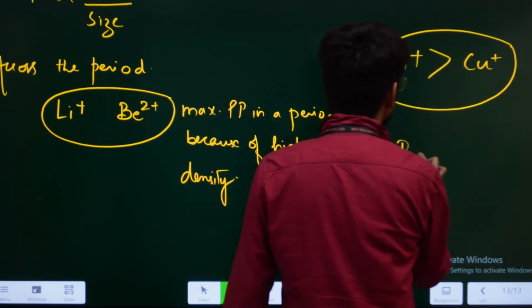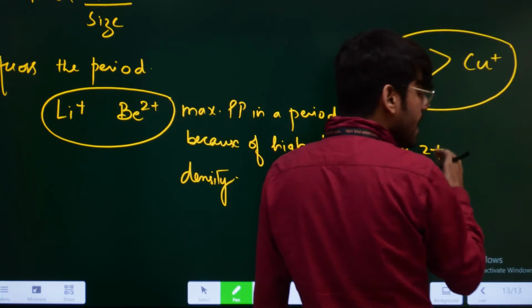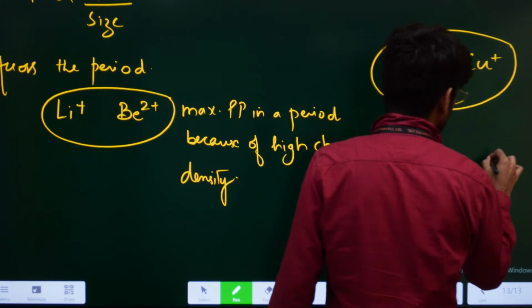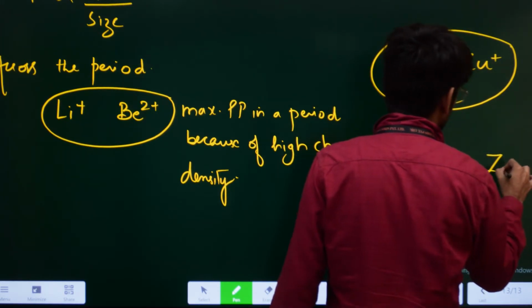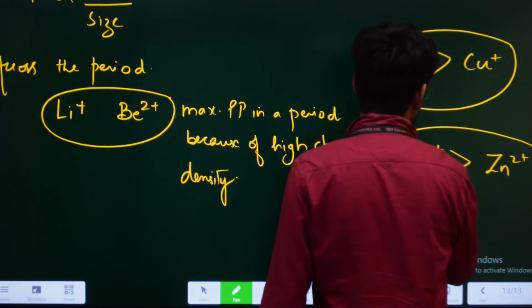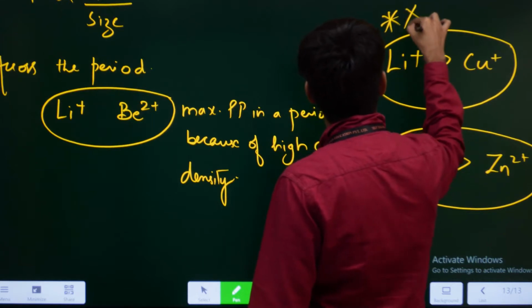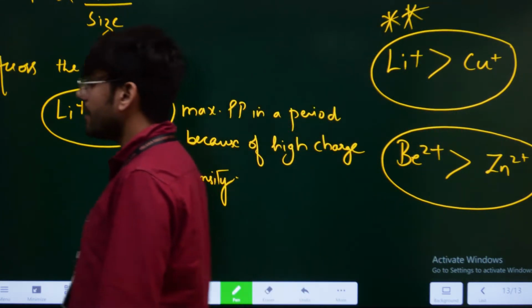And beryllium 2 plus, in fact, has the most polarizing power. Then we have Zn2 plus. Tell me if this is clear. Please remember. Clear?